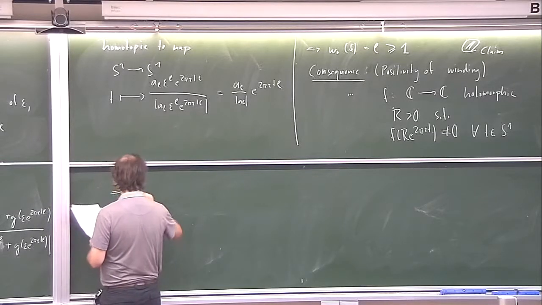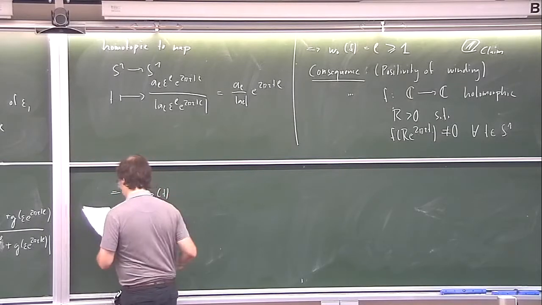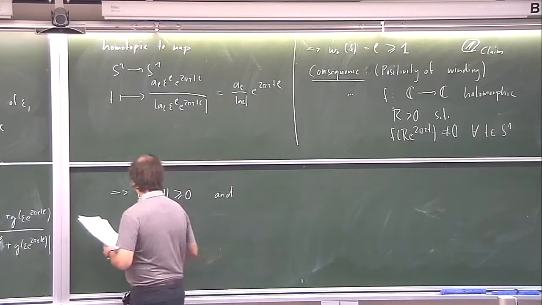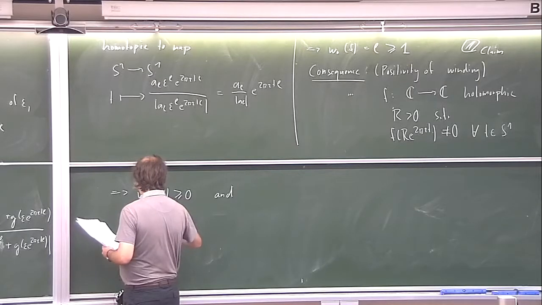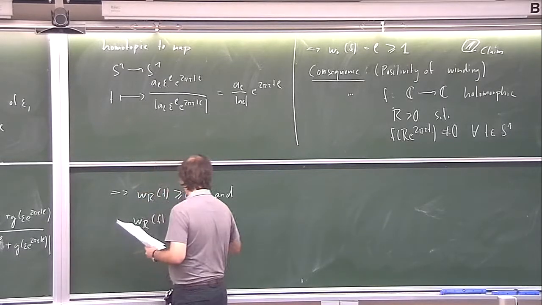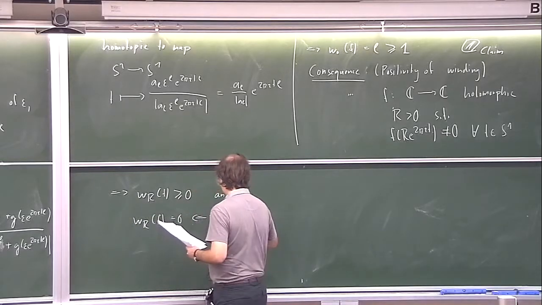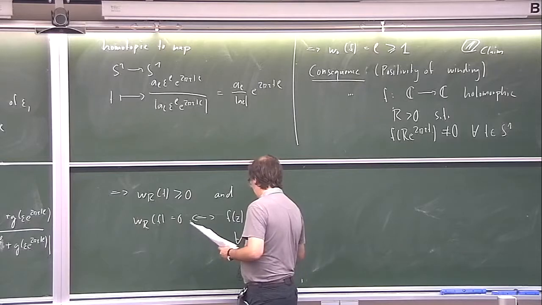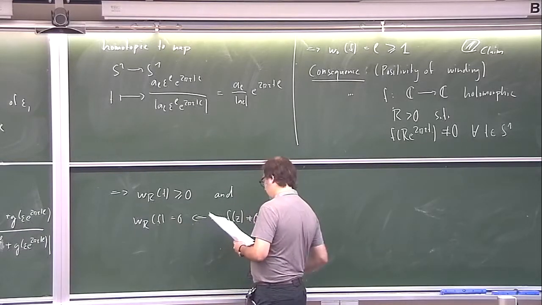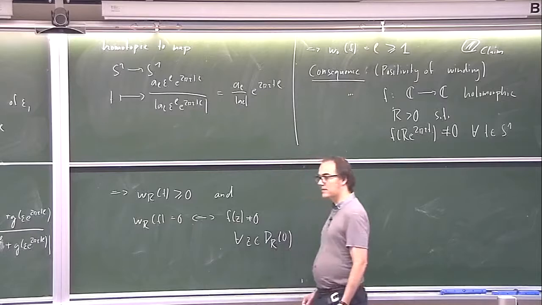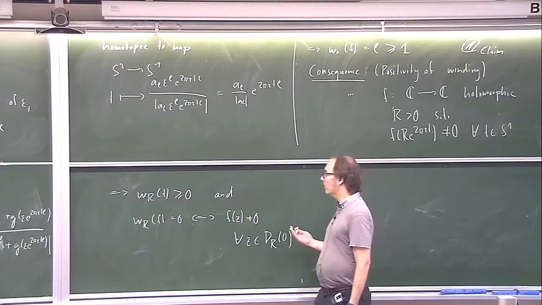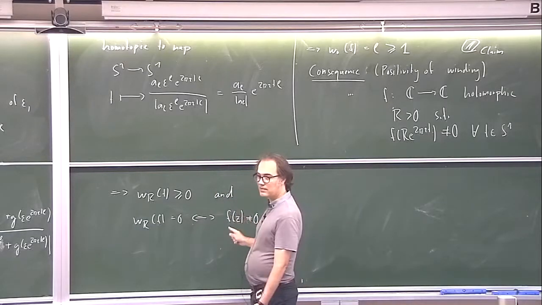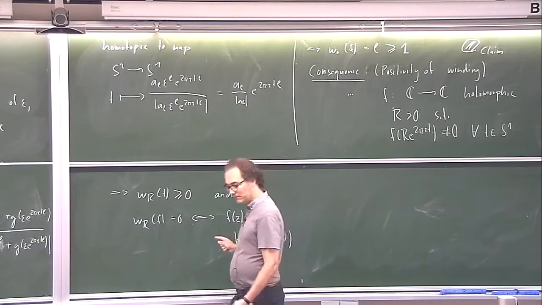Then it follows that W_R of T is bigger or equal to 0, and it is 0 if and only if f of z is different from 0 for all z in the disc of radius R around 0. So if it's holomorphic, by looking at the big circle, you can see if there are singular points inside or not.